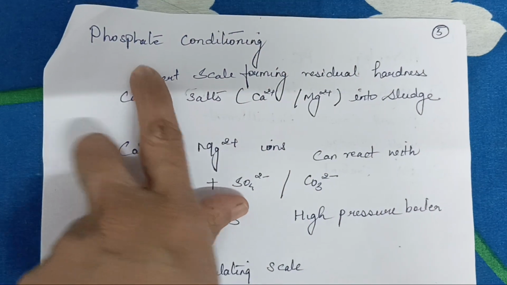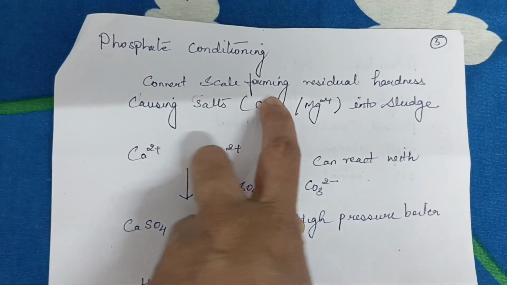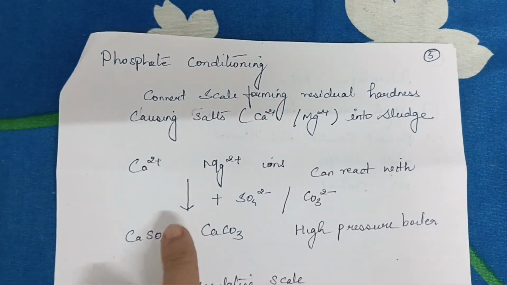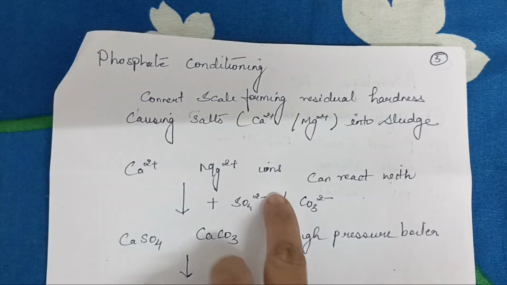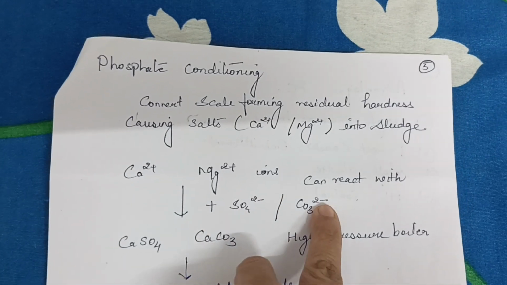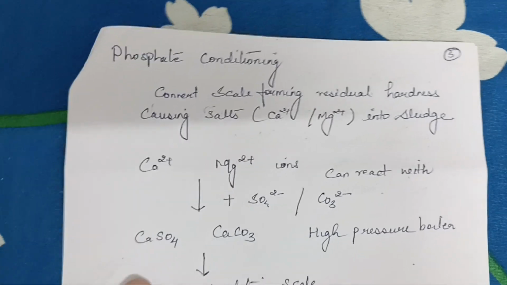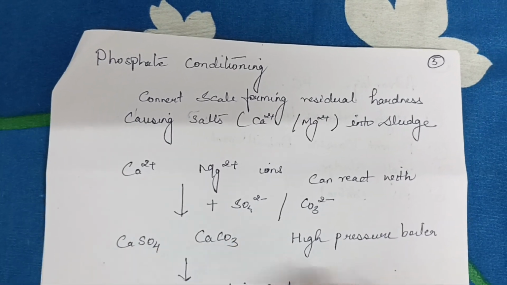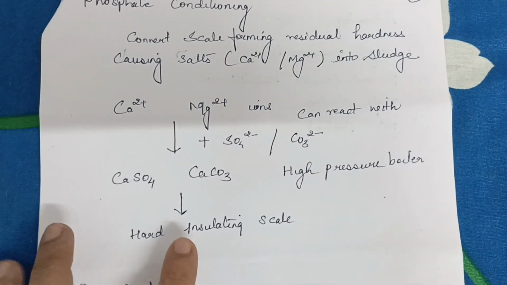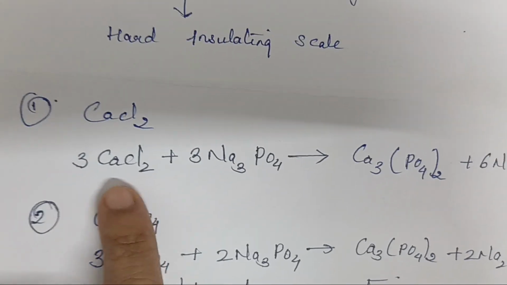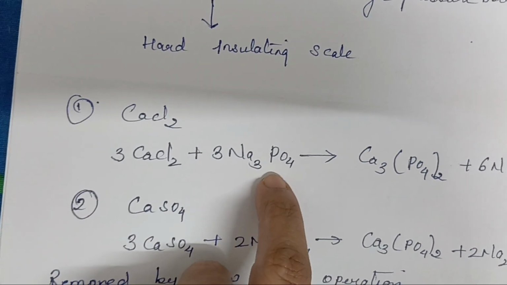Now coming to phosphate conditioning. Here the scale forming residual hardness causing salts are removed in the form of sludge. How does it happen? The calcium and magnesium ions can react with the sulfate and carbonate ions which are present in the water sample. Now it can form calcium sulfate and calcium carbonate in the high pressure boilers. So this will form a hard insulating scale. Now how will they be removed? They will be removed by sodium phosphate.